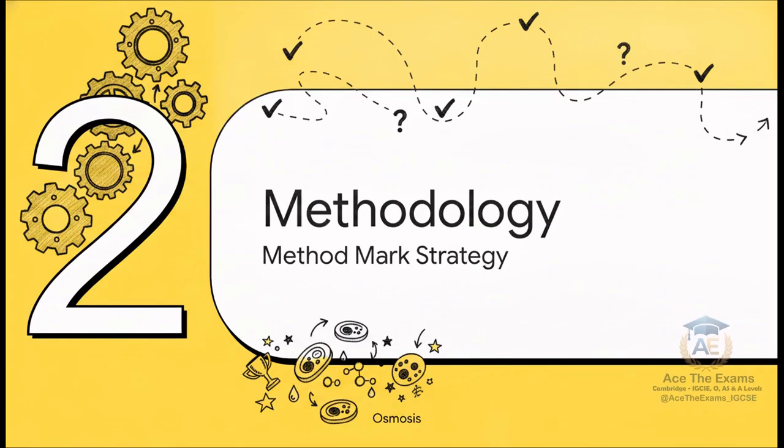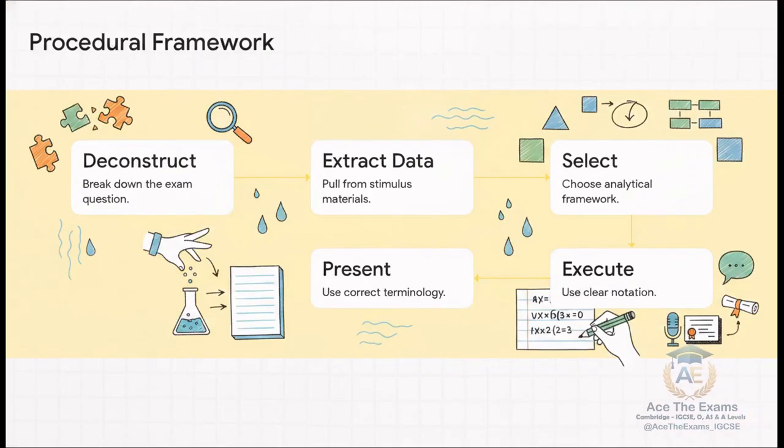Exam questions on unfamiliar contexts can be terrifying, right? But if you have a technical methodology, you can systematically harvest marks even if the final answer totally eludes you. By systematically applying these 5 steps to any unfamiliar context, you guarantee that you are hitting the assessment objectives for logical, structured reasoning. Step 1.